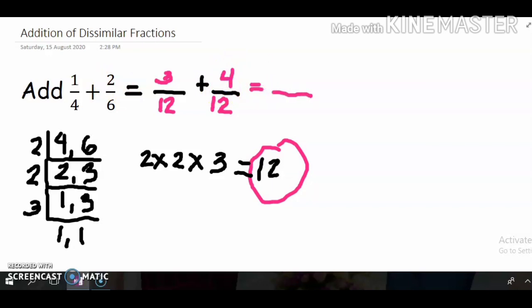Then, we can now proceed in adding similar fractions since they have the same denominator na. So 3 plus 4 ay 7. And then copy the same denominator which is 12. And don't forget to simplify your final answer. But in this case, 7 over 12 is already in simplified form. So this is now the final answer.